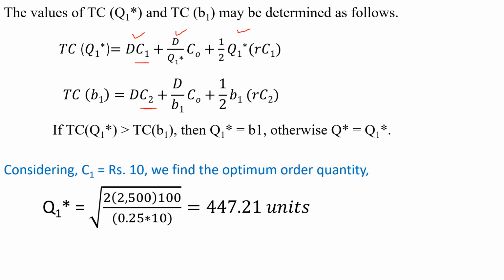Considering C1 equal to 10 rupees, I have to find the optimum order quantity Q1 star. Previously we determined Q2 star at the C2 cost; here we determine Q1 star at the C1 cost. We know the formula, root of 2 D C0 by r into C1. Here C1 equals 10, D is 2500 and C0 is 100. Substituting, we get Q1 star equal to 447.21. And the B1 quantity is 500 units.